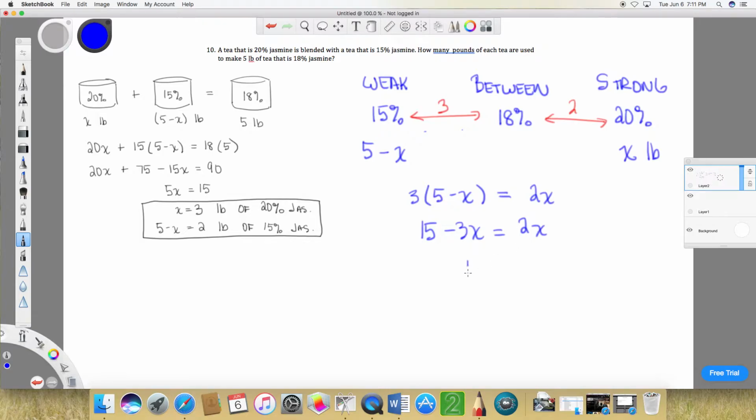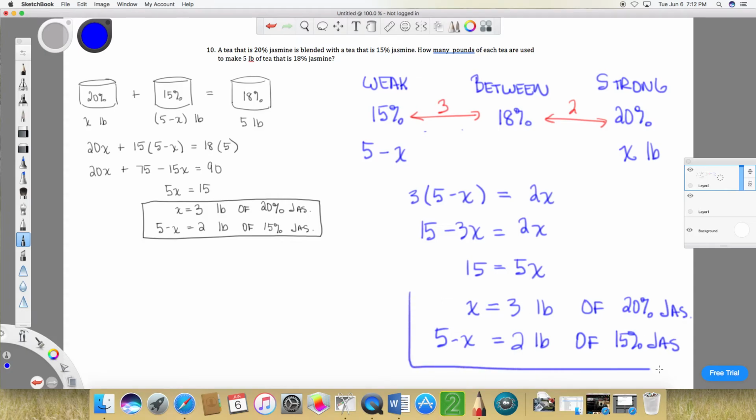If I add 3x to each side, I get that 15 is equal to 5x. And then if I divide both sides by 5, 15 divided by 5 is 3. The x represented the strong solution. It's 3 pounds of this 20% jasmine blend, and then 5 minus x was the weaker amount, and 5 minus 3 is 2 pounds of this blend of tea that's 15% jasmine.